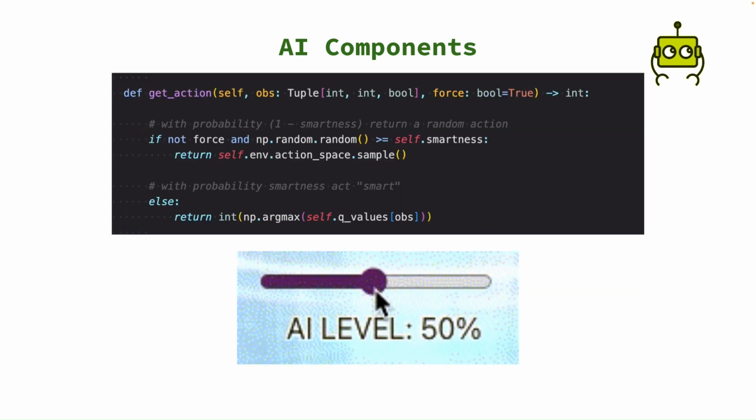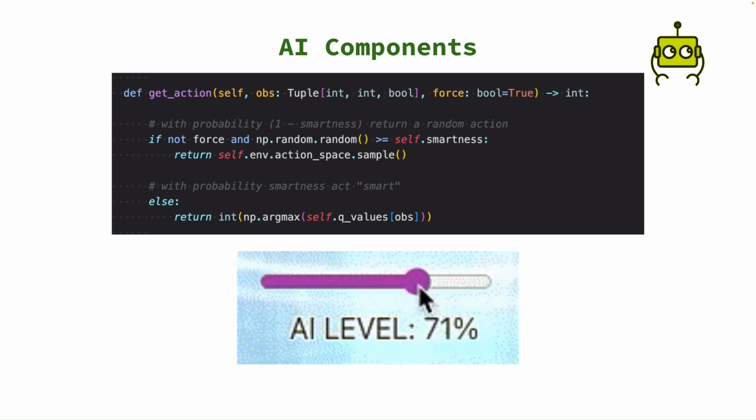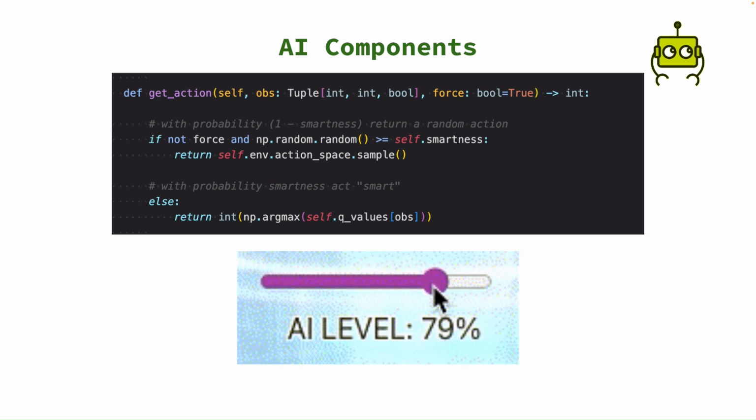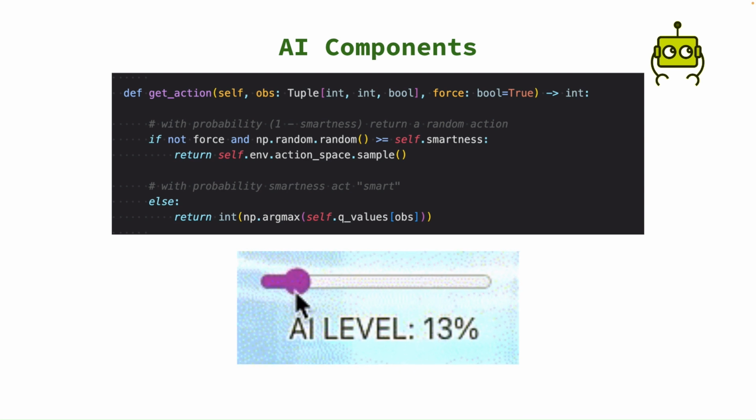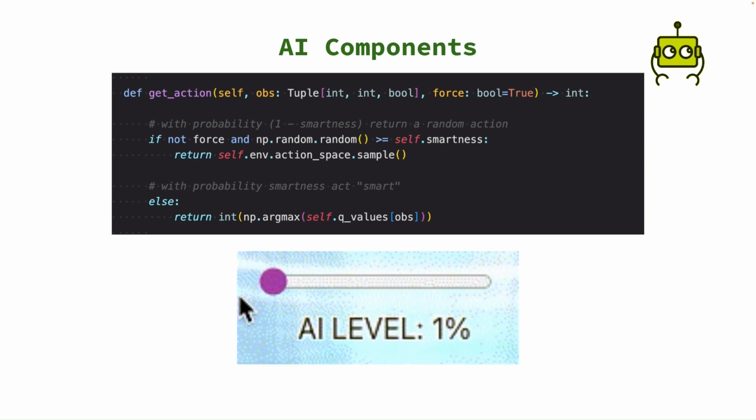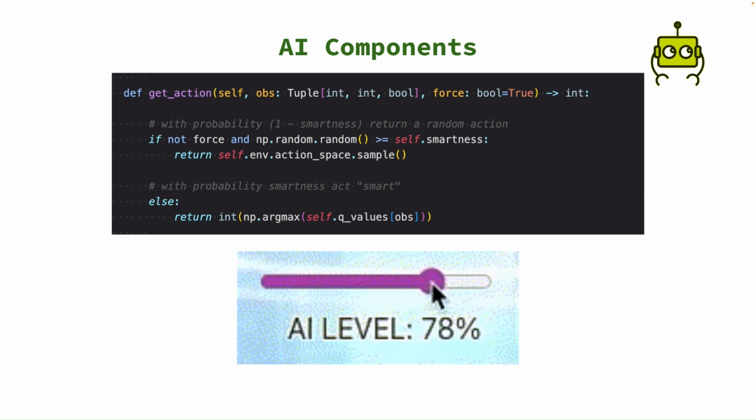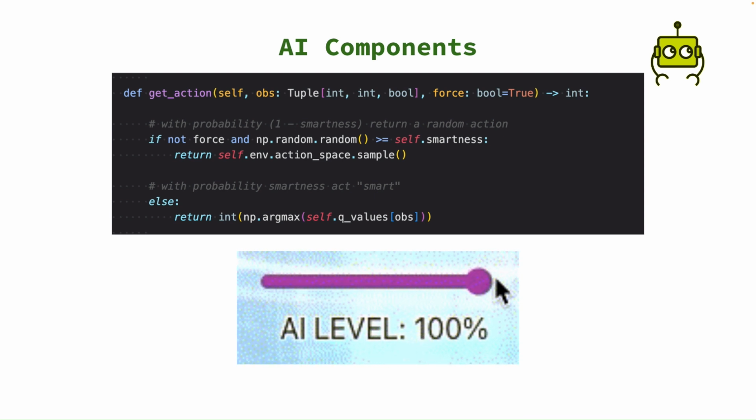We also supported the ability to modify the smartness of the AI user, which modifies the probability of the AI user getting its decision from the defined behavior in the Q-table or making a decision at random. This is controlled by a slider on the main screen. And we can see in our function implementation that with probability 1 minus smartness, we return a random action, and with probability smartness, we choose from the Q-table.